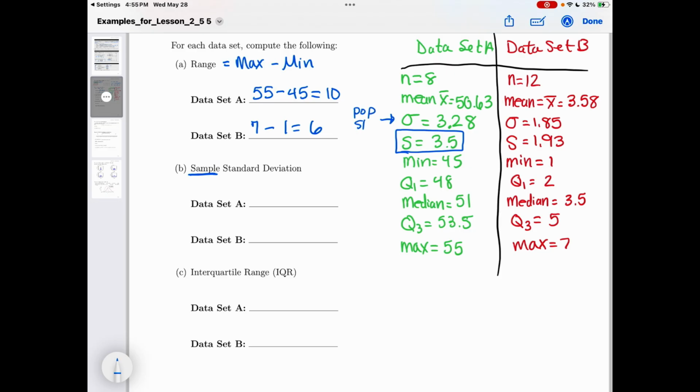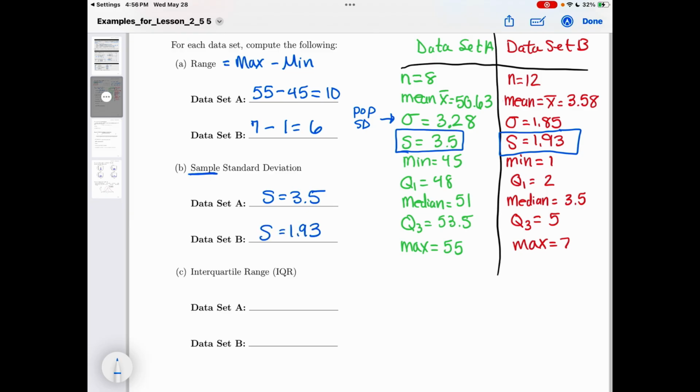Now, the sample standard deviation for set A, that is 3.5. Remember, sigma, lowercase sigma, represents the population standard deviation. So we don't want to use that value. We want to use the sample standard deviation, which for set A is 3.5. Now, for data set B, if we look at the sample standard deviation, we have 1.93.